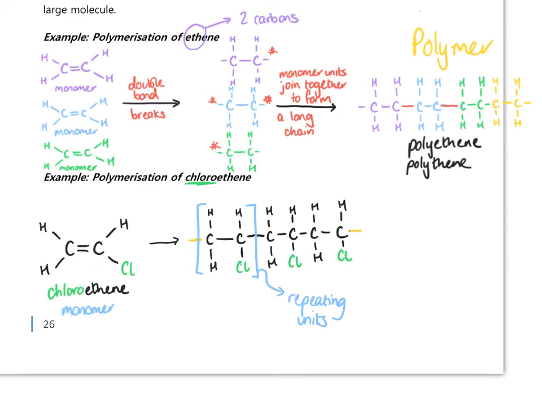So actually we can abbreviate this long chain into a simpler diagram. And essentially how we do that is we draw one repeating unit.